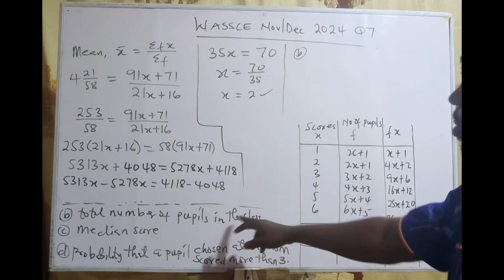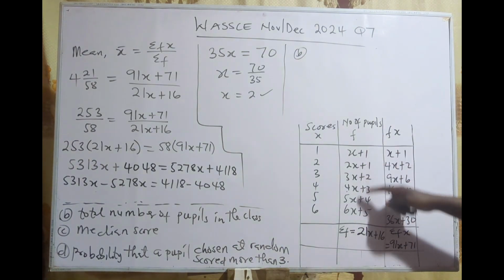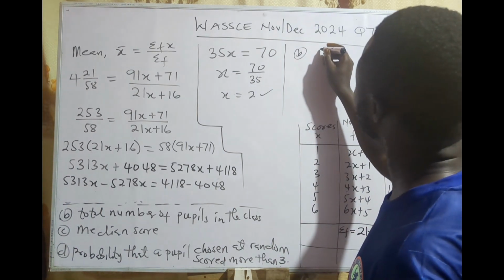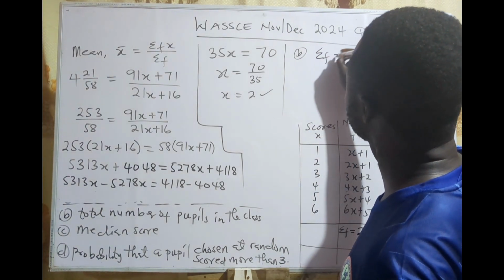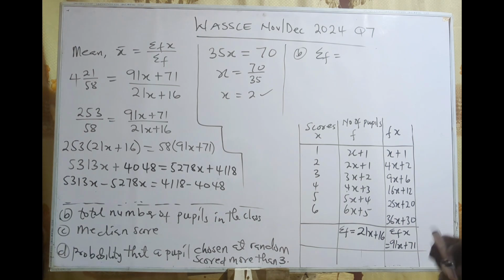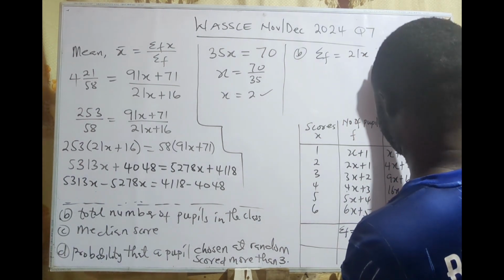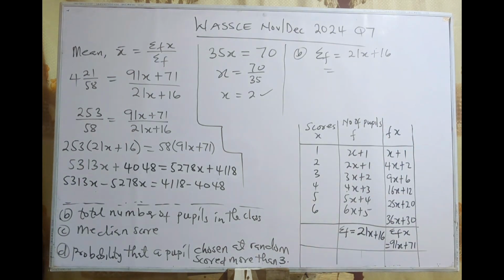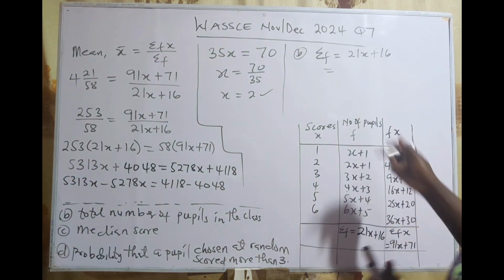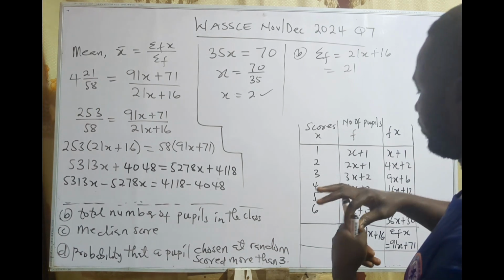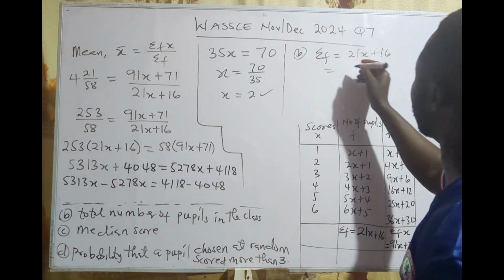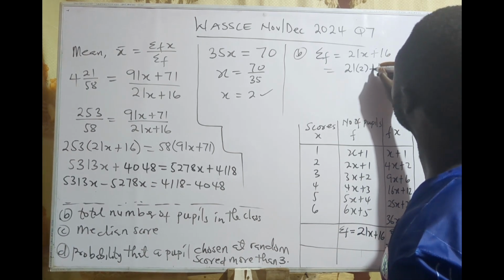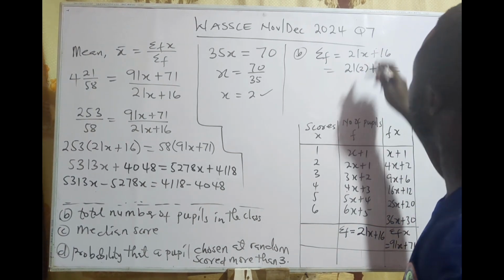The b is the total number of people in the class. So the number of people in the class is whatever we have here, that's the sigma f. So the total number of people in the class is the sigma f, that is 21x plus 16. So we are going to have 21 times 2 plus 16, because our x is 2.